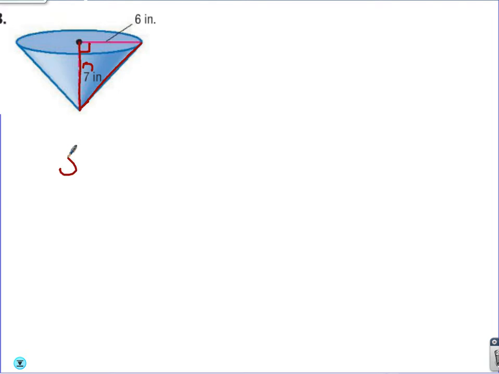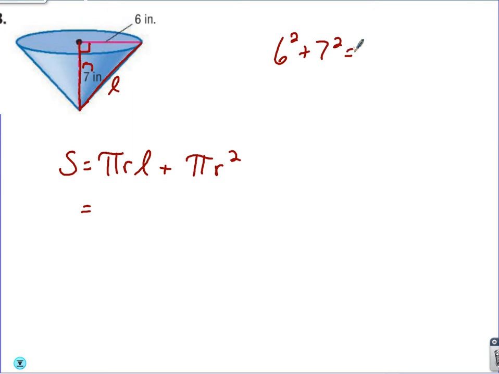Our formula for surface area is pi r L, which is the slant height, we're missing it, plus pi r squared. 6, 7 is not a triple. So we're going to have to do 6 squared plus 7 squared equals L squared, square root the other side. Say again. Square root of 85. And that will not simplify, by the way.